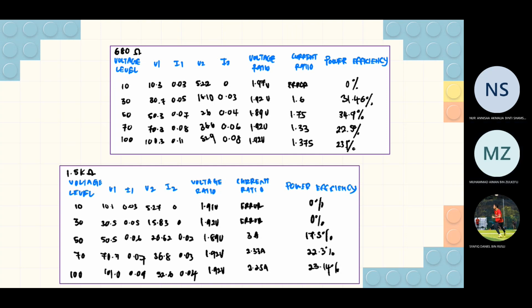For the 70 voltage level, V1 we get 70.7, I1 0.07, V2 36.8, I2 0.03. Voltage ratio is 1.92, current ratio 2.33, and the power efficiency is 22.3%. For the voltage level 100, V1 we get 101, I1 0.09, V2 52.6, I2 0.04, voltage ratio 1.92, current ratio 2.25, and the power efficiency is 23.14%.